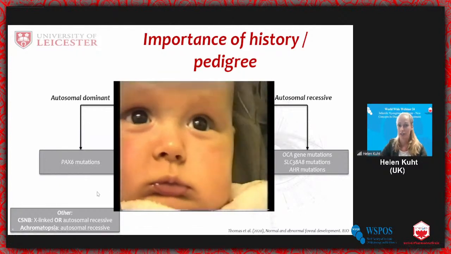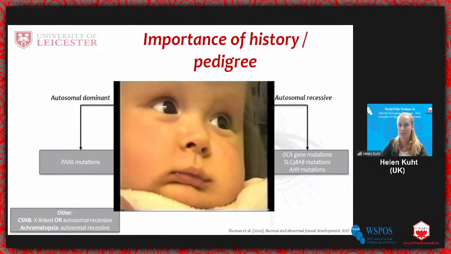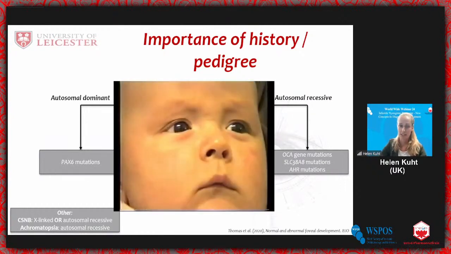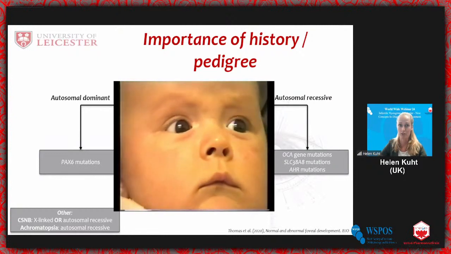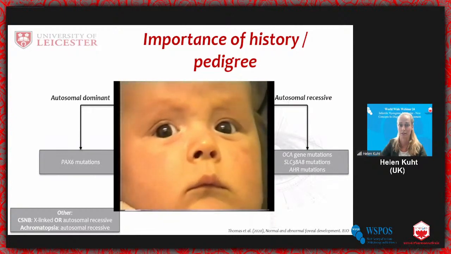But conversely, let me just show you this video here. So this proband has an FRMD7 mutation, and as we can see, this child is demonstrating horizontal conjugate nystagmus.